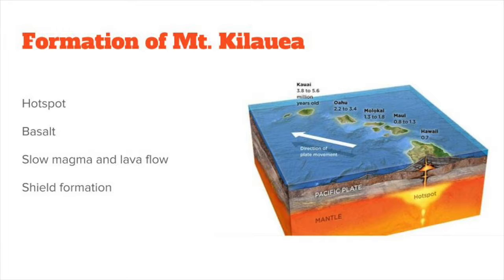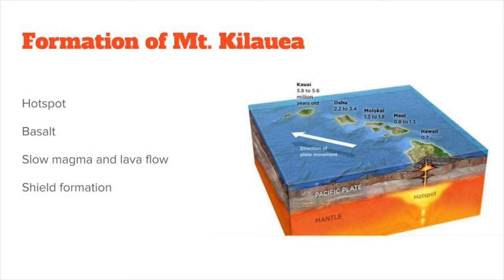Kilauea is formed by a hotspot in Earth's mantle beneath the middle of the Pacific Plate. The magma flows upward from the mantle and through the crust until it reaches the surface, where it forms basalt. Since there's always a fresh path for the magma to reach the surface, the magma doesn't build much pressure. Instead, lava flows out slowly, making for long, continuous eruptions lasting an average of 20 to 30 years.